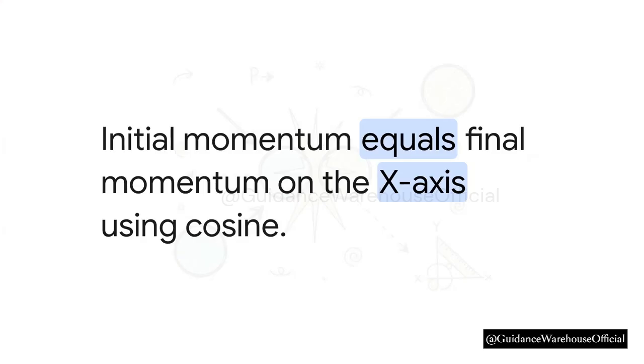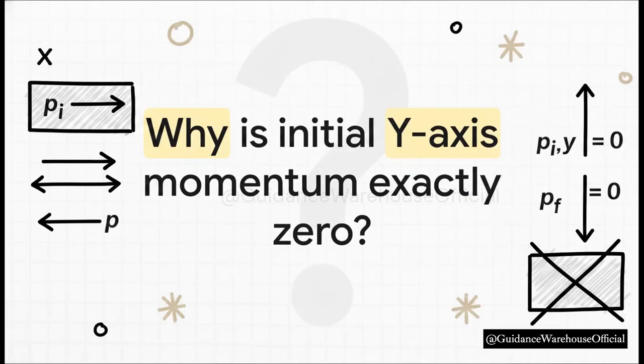Since we know overall momentum is always conserved, let's build our x-axis equation first. Initial horizontal momentum, mass 1 times velocity 1, equals the final momentum of both objects. See that cosine in there? We use cosine because it mathematically isolates just the horizontal left to right speed of those objects after they bounce off each other.